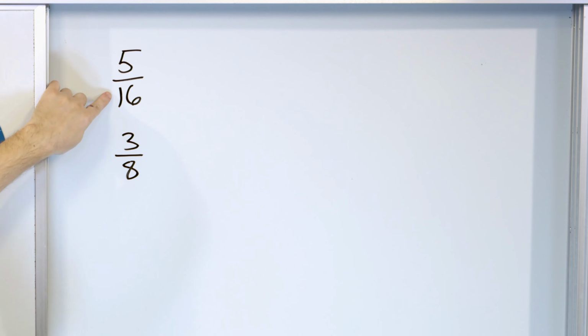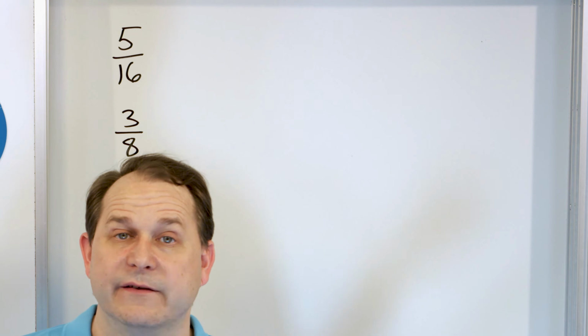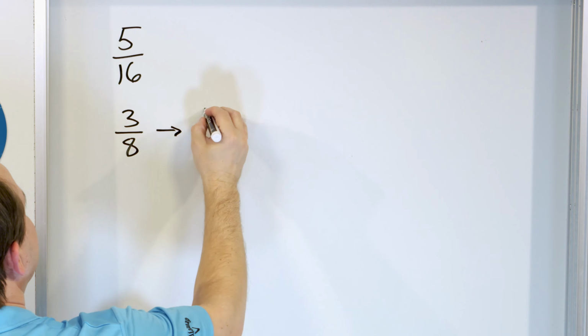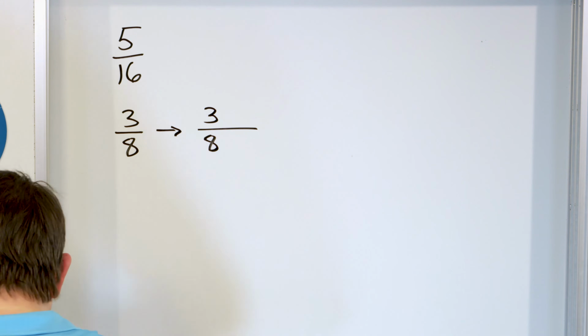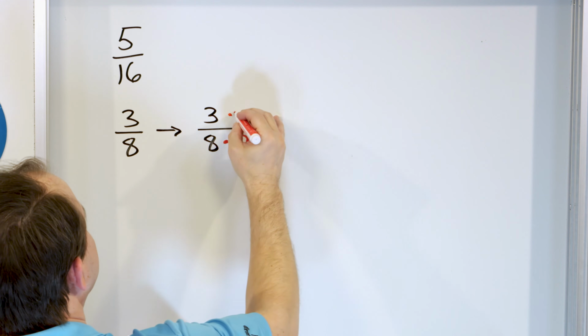All right, so we have 16 and we have 8, but I remember immediately that 8 times 2 is 16. So I only need to change the second fraction. Here, how do we do it? Just rewrite it, 3/8. What do I need to multiply the top and the bottom by? Well, multiply by 2, multiply by 2.